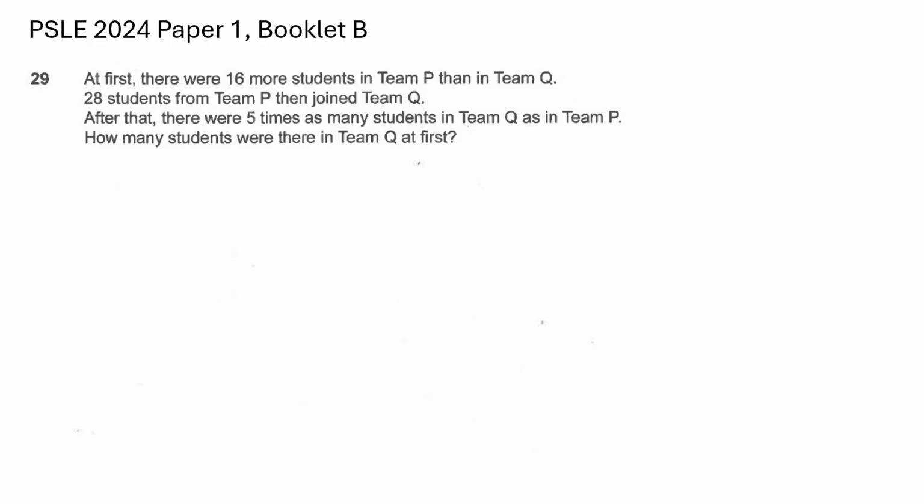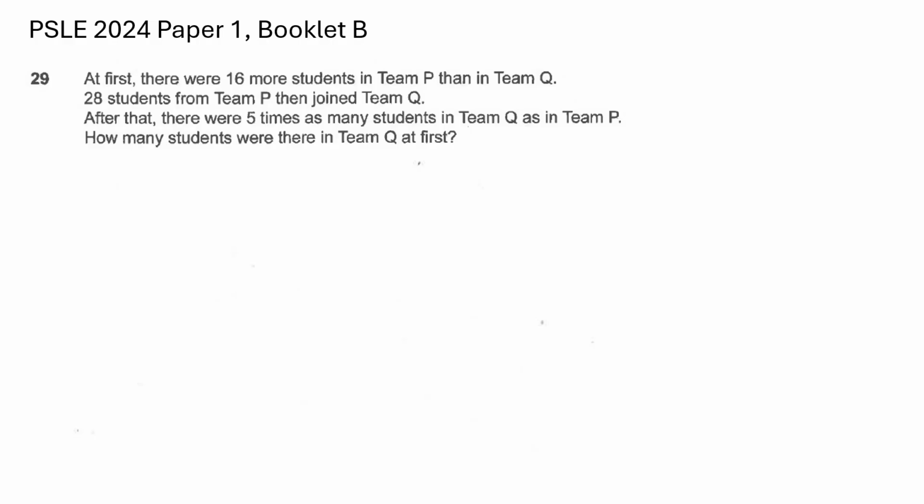Booklet B, question 29. At first, there were 16 more students in Team P than Team Q. 28 students from Team P then joined Team Q. After that, there were 5 times as many students in Team Q as in Team P. How many students were there in Team Q at first?